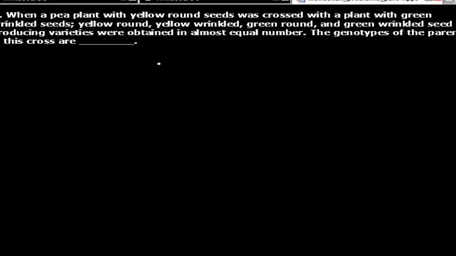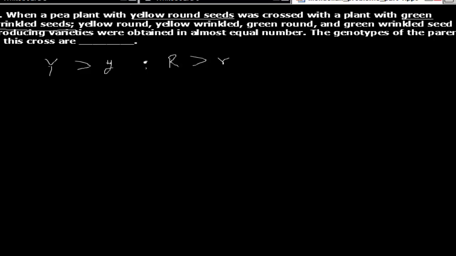This is a typical Mendelian problem based on a dihybrid cross. Now a pea plant with yellow round seeds is crossed with a plant with green wrinkle seeds. And we know very well that yellow is dominant over green. Similarly, round is dominant over wrinkle. So here small y is denoted with green and small r is denoted with wrinkle.